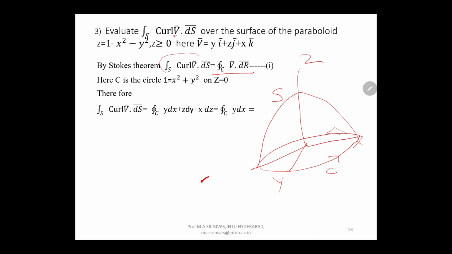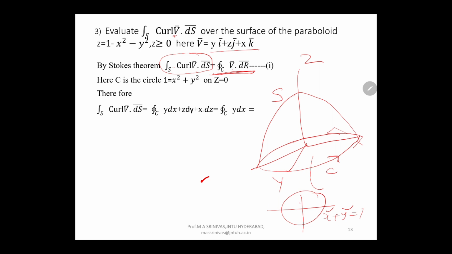Because he is asking us to find out this surface integral, there is no need to find the surface integral itself. It is enough if you find the line integral. That's what Stokes theorem says, and in the previous two examples, we verified that also. What is C here? C is the circle. What is that circle on the xy plane? If I put z equal to 0, my C is, writing separately, x square plus y square is equal to 1, the circle. So I need to evaluate the integral of V bar dot dr bar. V bar he has given. What is dr bar? Y dx.